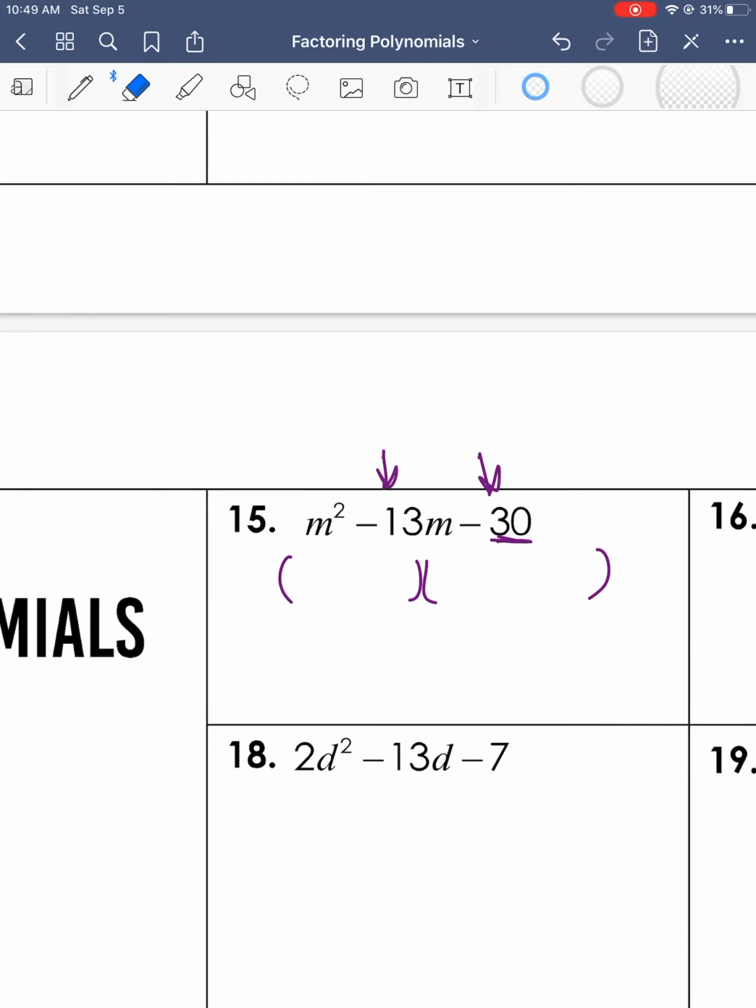Negative 13 is going to be 15 and 2. So let's go ahead and write 15 and 2 here, and then our variable here. Since they're multiplying together to get a negative number, the only way you can do that is have one of them be positive and one of them be negative. And your middle term is also negative, so your bigger number here is going to have to be negative. So you're going to subtract 15 and then add 2. That's how you get negative 13.